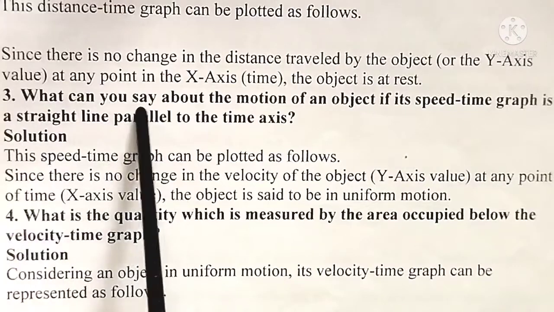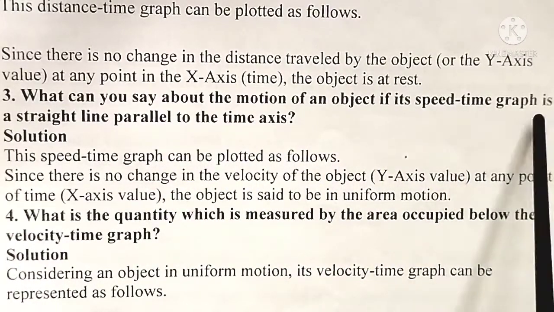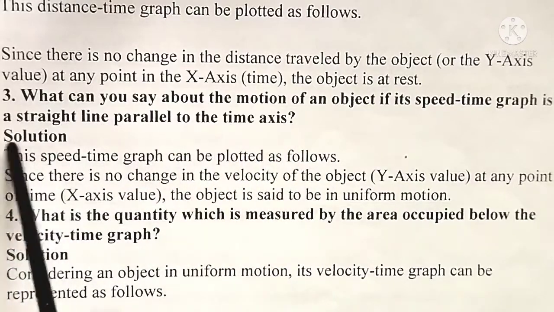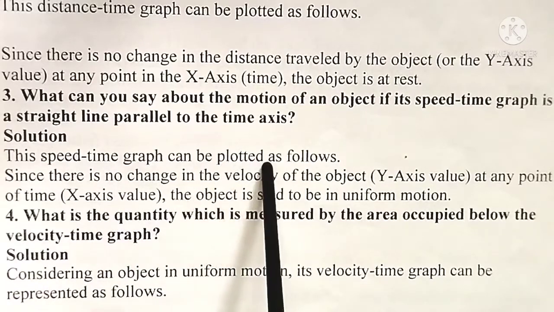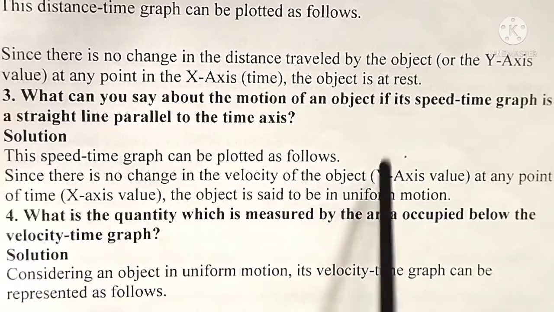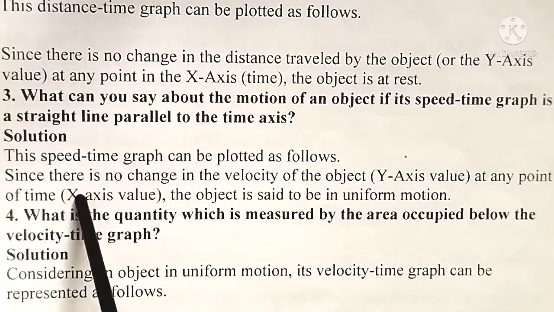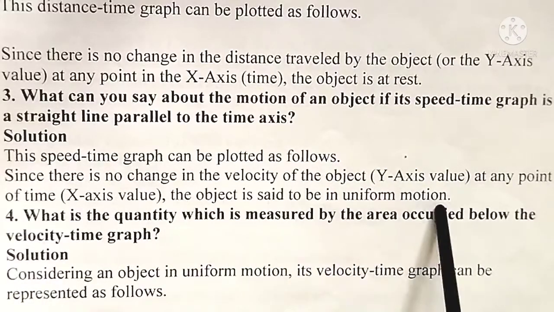What can you say about the motion of an object if its speed time graph is a straight line parallel to the time axis? Solution, this speed time graph can be plotted as follows. Since there is no change in the velocity of the object, y-axis value at any point of time x-axis value, the object is said to be in uniform motion.